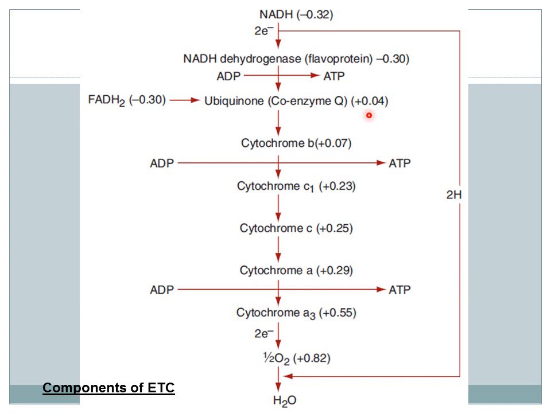What is this redox potential? It shows the difference between the previous electron transport chain protein and the next electron transport chain protein. So when the redox potential difference is at a minimum, that is if you calculate from minus 0.3 to plus 0.04, this much of redox potential difference is required for ATP formation. That's why you see ADP is converted to ATP here. So there is a formation of ATP when electrons flow from NADH dehydrogenase to ubiquinone.